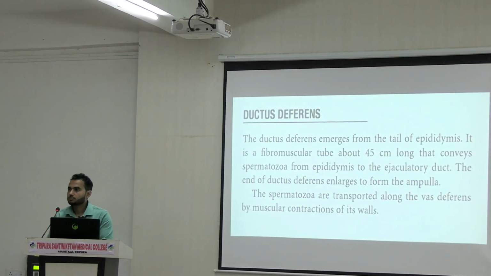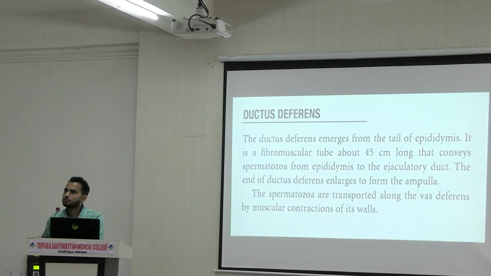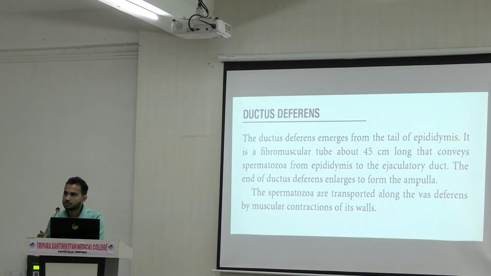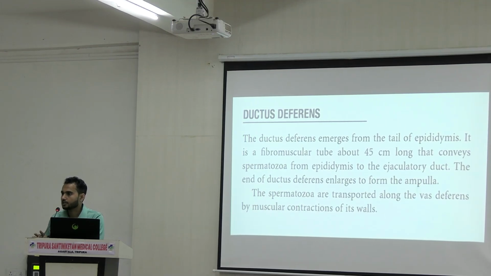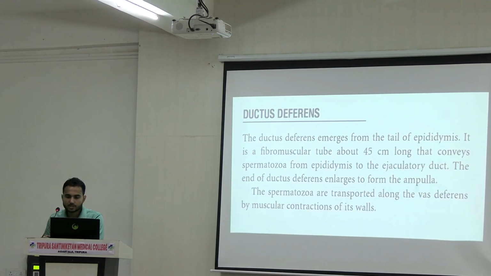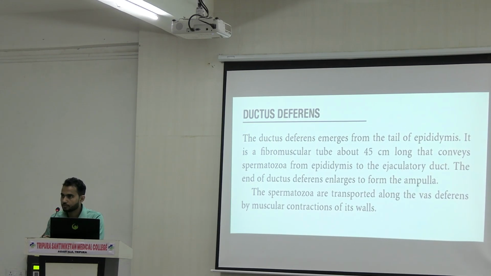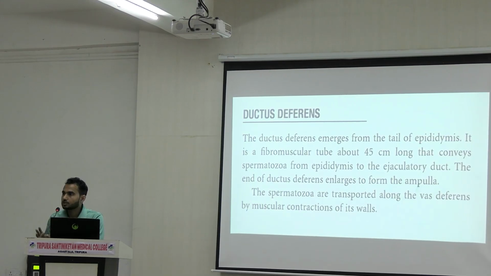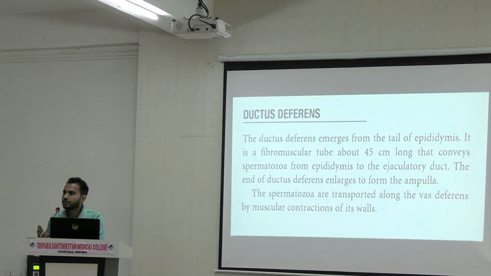Okay. After epididymis, what is the next part? Ductus deferens or the vas deferens. If you see the ductus deferens, from where is it arising? The tail will continue as the vas deferens or the ductus deferens. It is a fibromuscular tube.